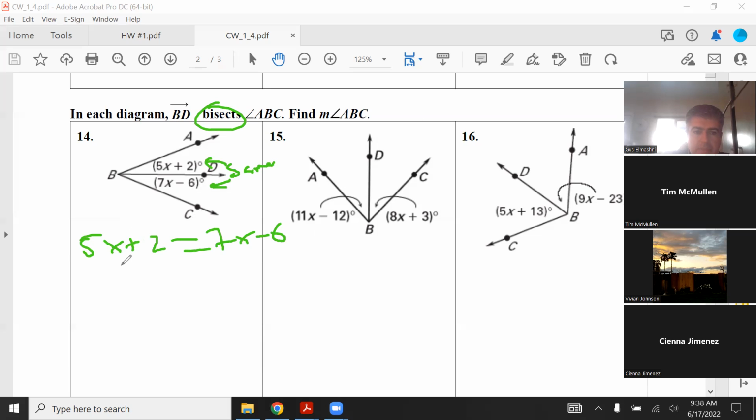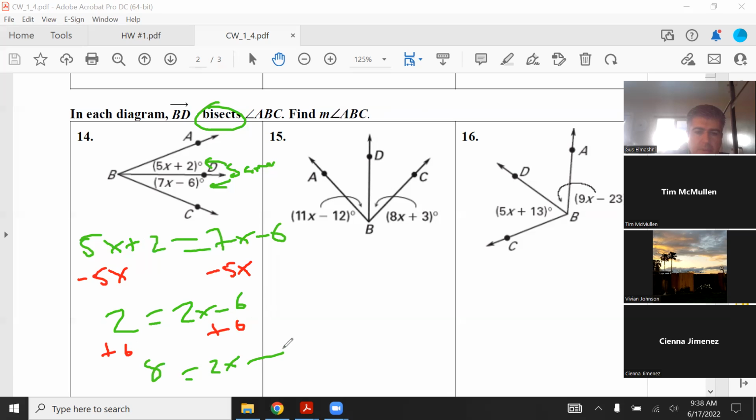So then you got to do some algebra. So remember, you got to combine like terms. So maybe move one of the x's to one side. So you got this. Move this to the other side. So 2x equals 8. Divide by 2, x equals 4. But then you're asked to find the measure of angle ABC. That's the whole thing. So this is going to be 20 plus 2, which is 22. This is going to be 28 minus 6, which is also 22. So the whole thing is going to be 44.